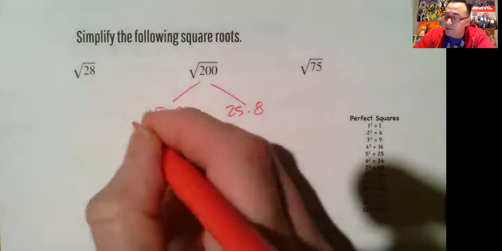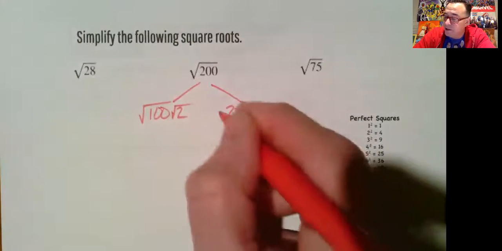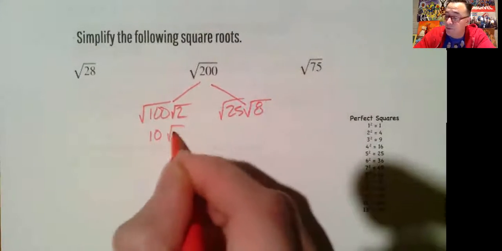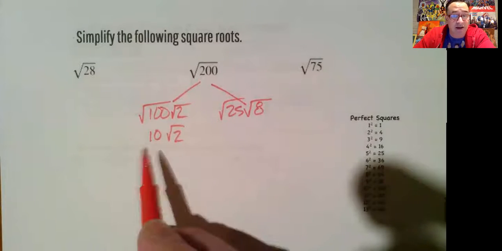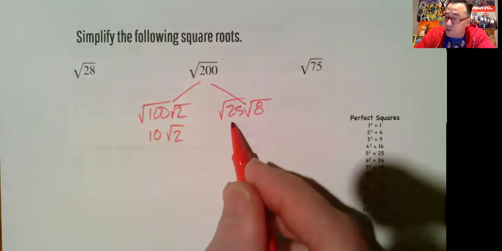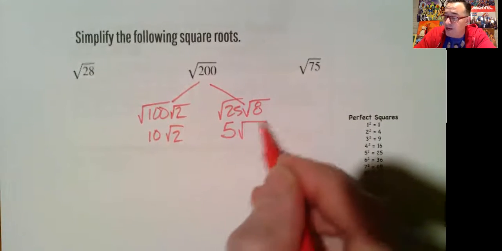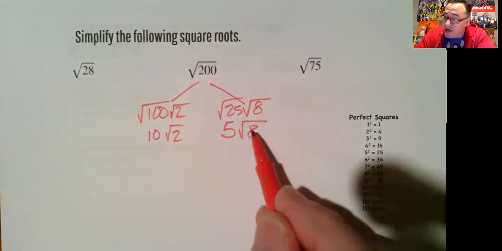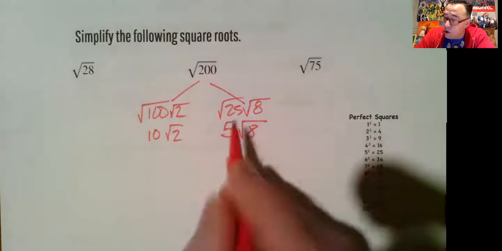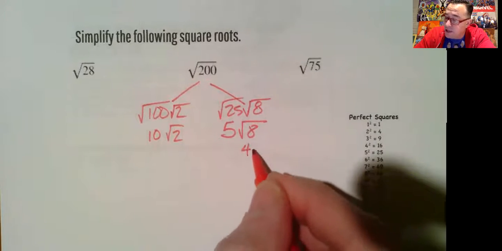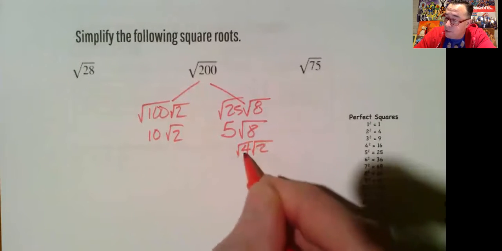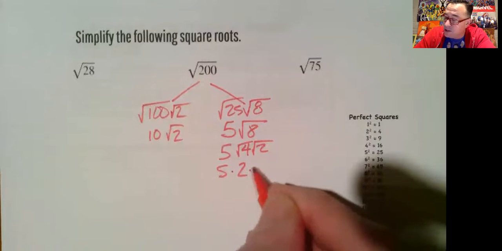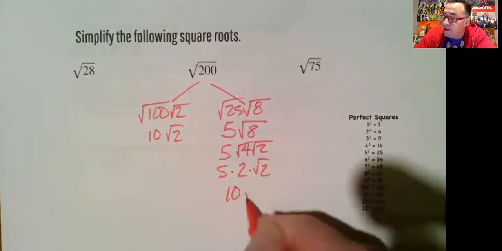And so if we're going to break them down, you're just breaking down the root into two different parts. This is now 10 root 2, and I can't do anything else with that. Or square root of 25 is 5, square root of 8, and then I just have to look and see, can I keep breaking down? Since I can break 8 down into the perfect square 4, this is 4 times 2. We know the square root of 4 is 2, so this is 5 times 2 times the square root of 2, or 10 root 2.